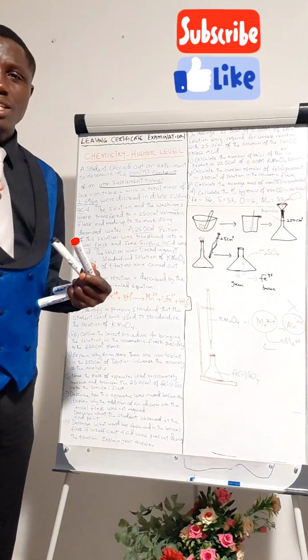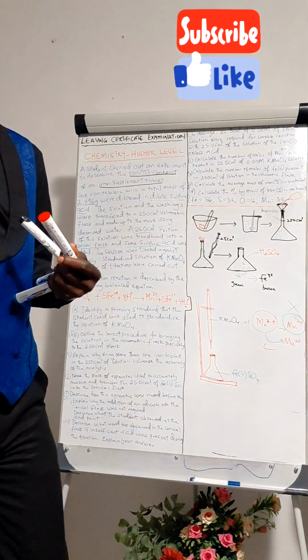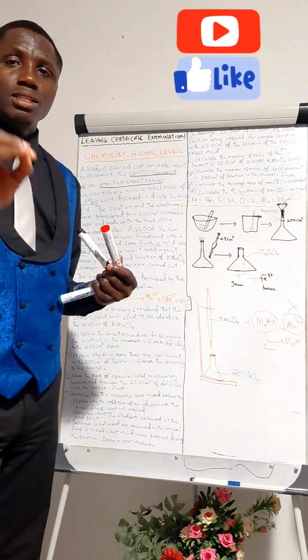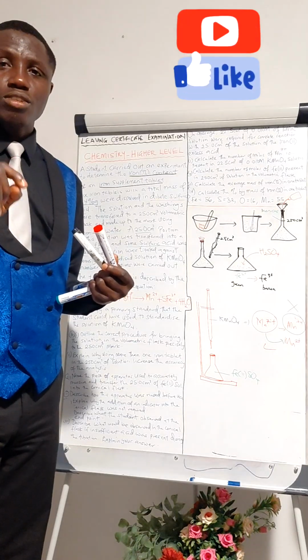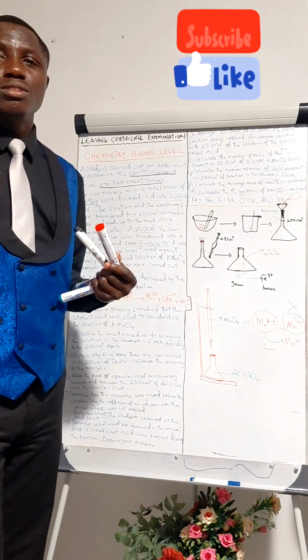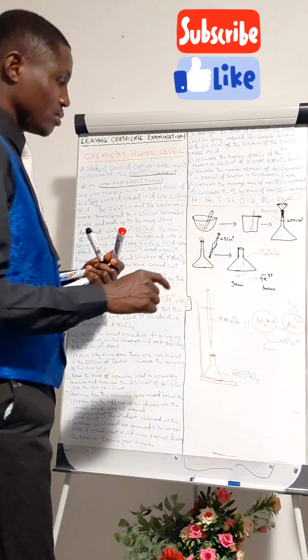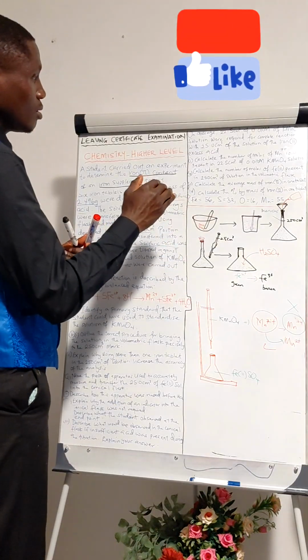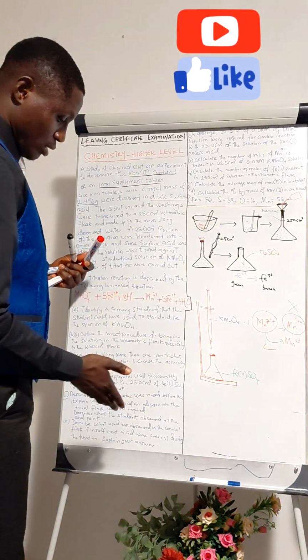So if there's insufficient acid, in simple terms, the solution will turn brown as a result of the formation of iron 3+. So now let's go into the calculation.